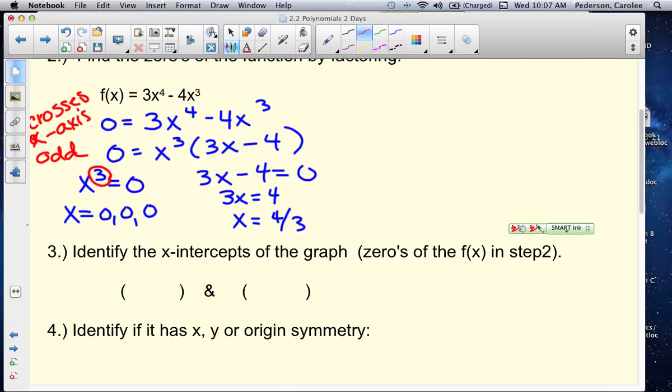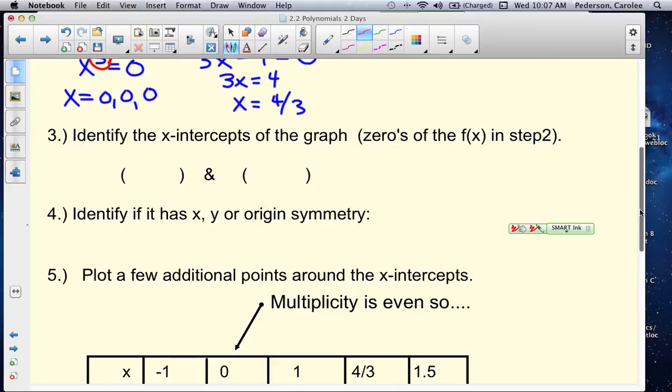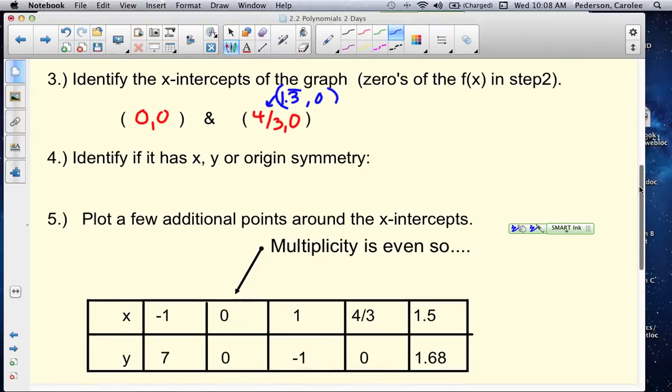All right, so let's identify the x-intercepts. What are the x-intercepts? 0, 0, 0, and then 4/3. And if you want to change that fraction to a decimal, that's 1.3, comma 0. Then identify if it has x, y, or origin symmetry. For those of you who are right now, I'll give you a little bit of time to catch up.